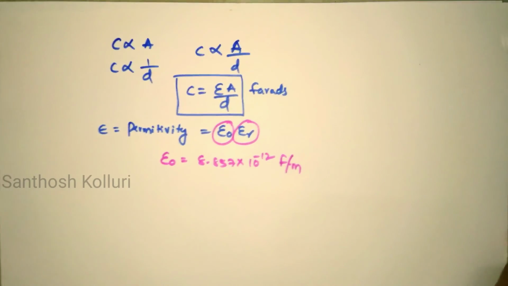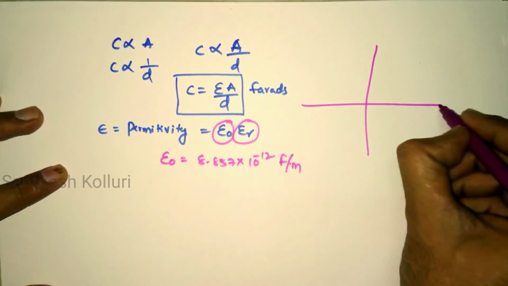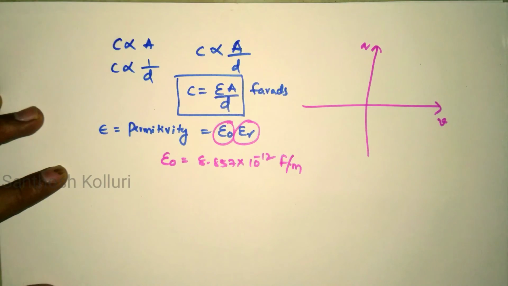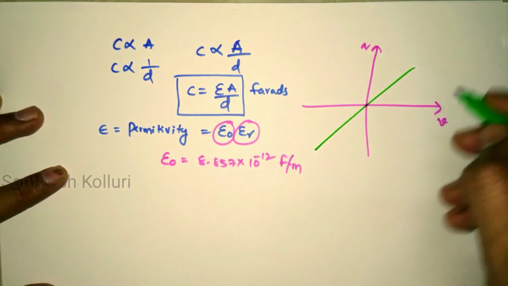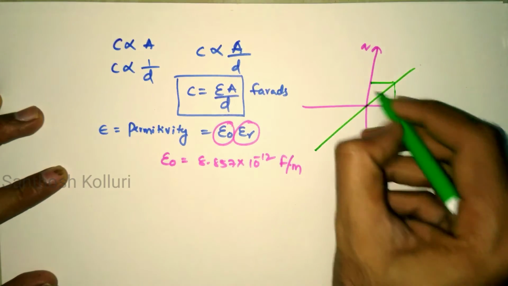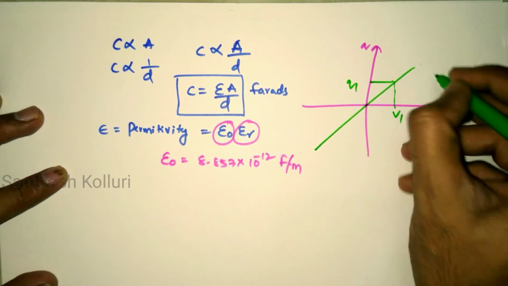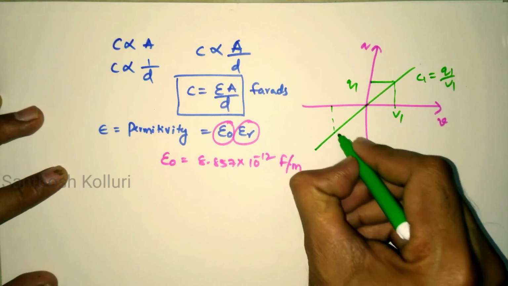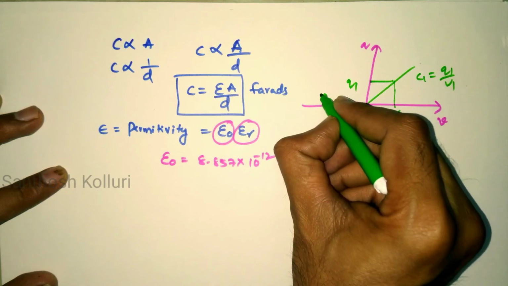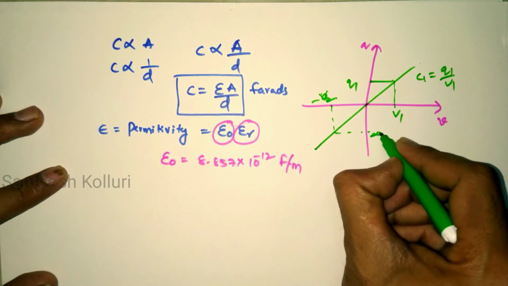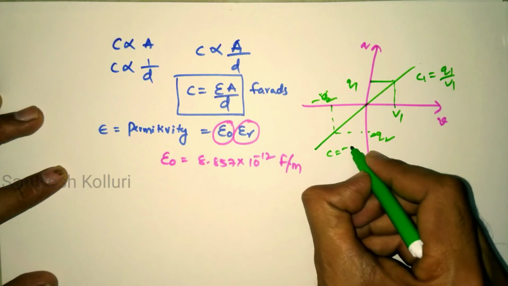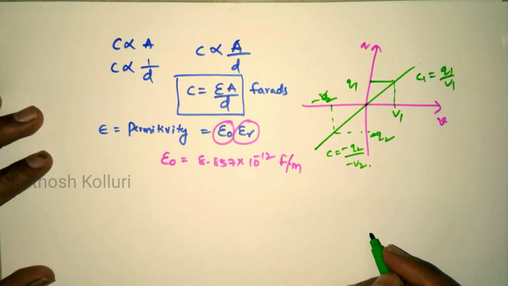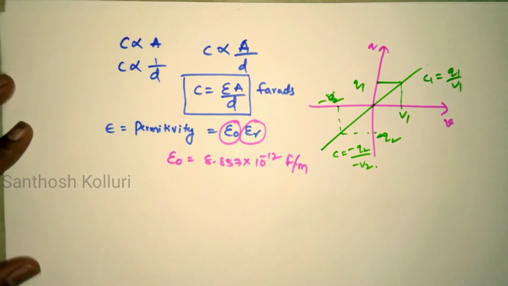If I take Q versus V, similarly to the case of the resistor and inductor, it will also be a linear case, with point Q1, V1. So C1 can be written as Q1 by V1. In the negative direction it can be minus V2 and minus Q2. So C can be written as minus Q2 by minus V2. This is the relationship between Q and V.